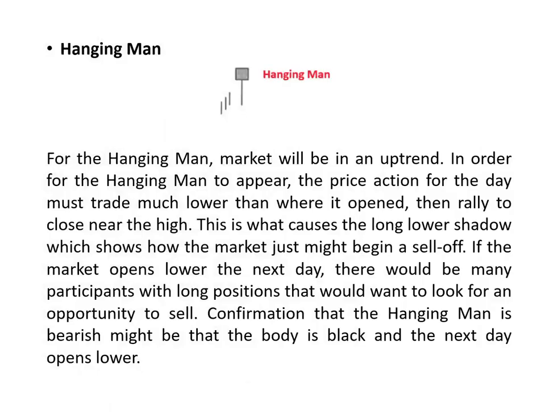Similarly, the logic behind hanging man. For the hanging man, the market will be in an uptrend. In order for a hanging man to appear, the price action for the day must trade much lower than where it opened, then rally to the close near the high. This is what causes the long lower shadow, which shows how the market just might begin a sell-off if the market opens lower the next day. There would be many participants with long positions that would want to look for an opportunity to sell. If the hanging man is bearish, it might be that the body is black and the next day opens lower. So this is the hanging man.